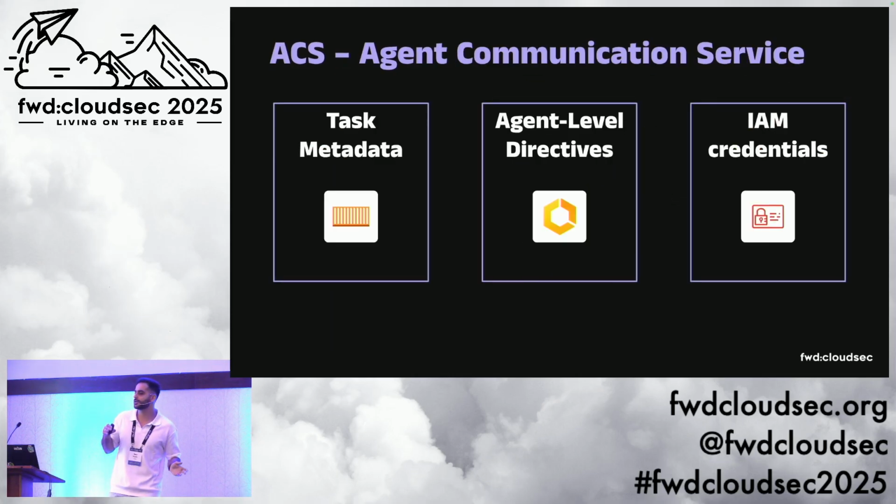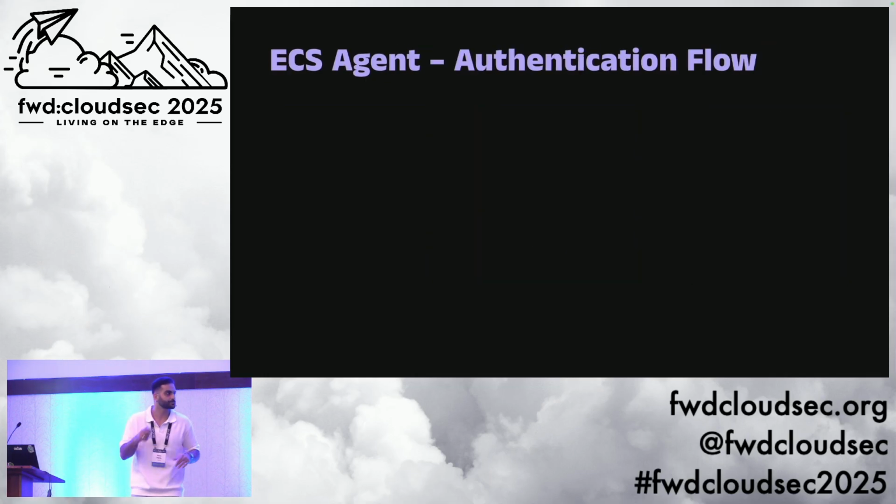The communication is happening using a protocol called ACS, which stands for Agent Communication Service. It's a WebSocket internal protocol used by the ECS agent to communicate with AWS. It's not documented, but we know it carries messages like task metadata. This is where the service name that I've been searching for is, in the task metadata. Also agent-level directives, like configuration updates and more. And most importantly, the IAM credentials for all of the running tasks in the same container instance.